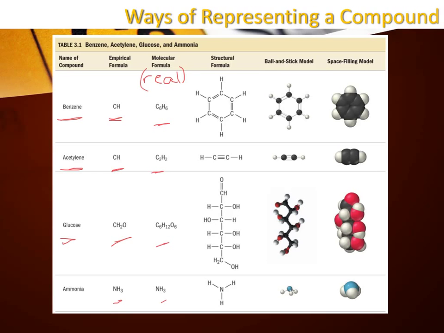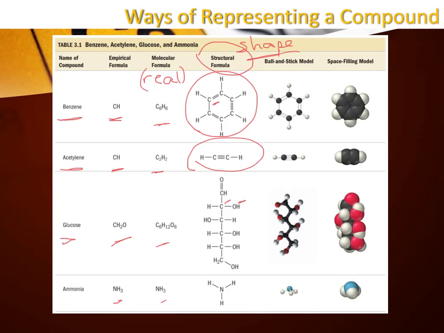Then you might have what we call a structural formula, where for whatever reason we want you to know something about the shape of a compound, or what elements are bonded to what elements. And so that would be a structural formula. So you can see they tell you if they have single or triple bonds. They tell you which atom is attracted to or is bonded to which other atom.